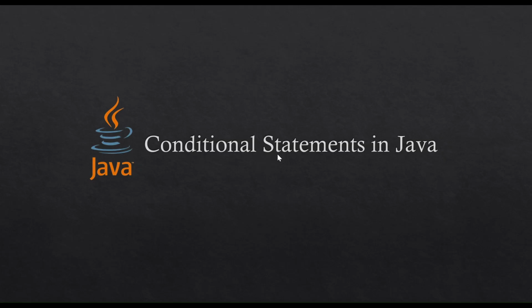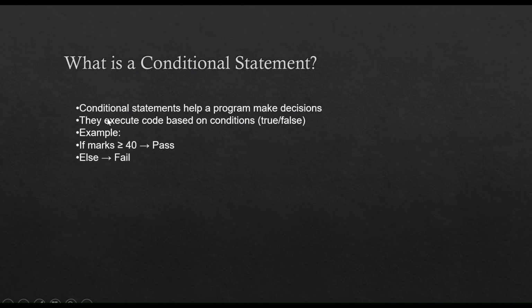Okay, conditional statement. Suppose you are a programmer, then to perform an action based on some condition, you will take the help of a conditional statement. So its name is conditional statement, because based on some condition you will perform an action. A conditional statement helps a programmer to make a decision. Suppose you want the program to make some decision based on some condition, you take the help of a conditional statement. They execute the code based on some condition, as I have already told.